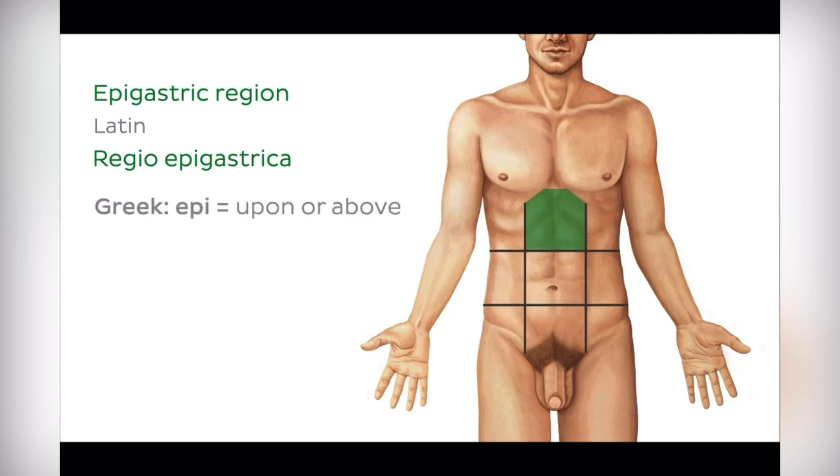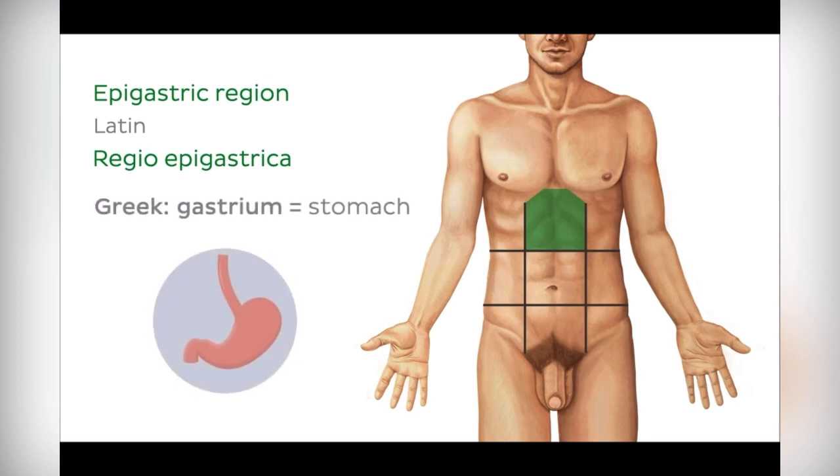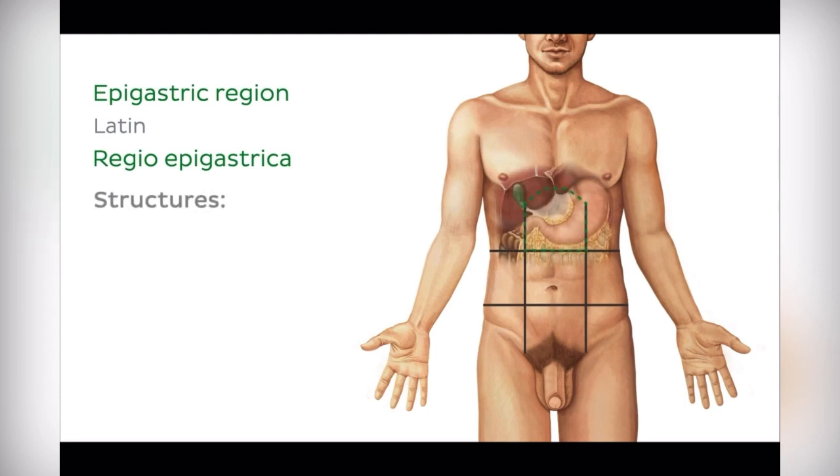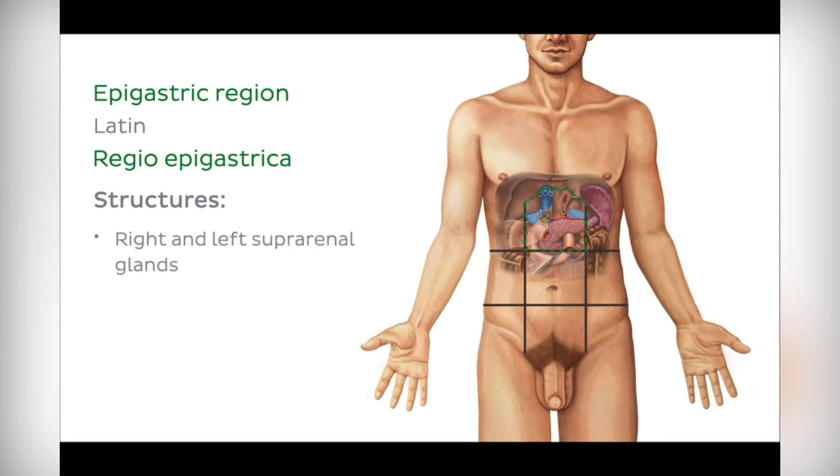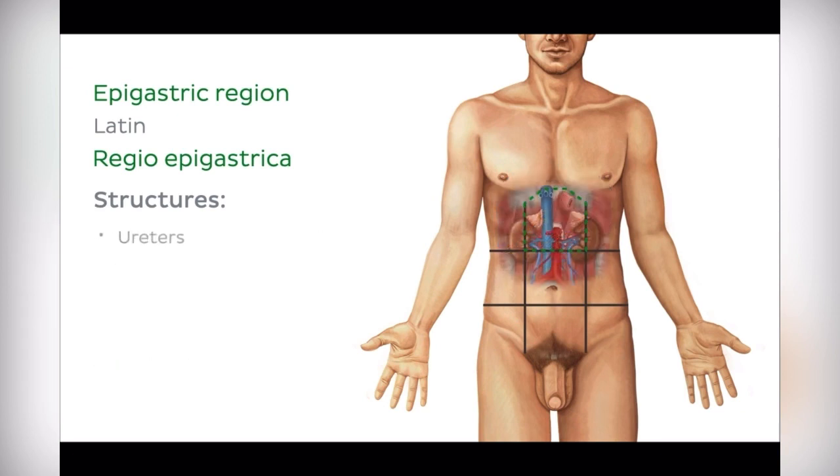From the ancient Greek, epi means upon or above, while gastrium relates to the stomach. Therefore, this region obviously contains the stomach, the pyloric part of the stomach to be exact, along with other structures which include the abdominal part of the esophagus. Lifting the stomach back, we find the spleen, the pancreas, the right and left suprarenal glands and kidneys, the liver, which was also removed from this image, parts of the duodenum, and the ureters.